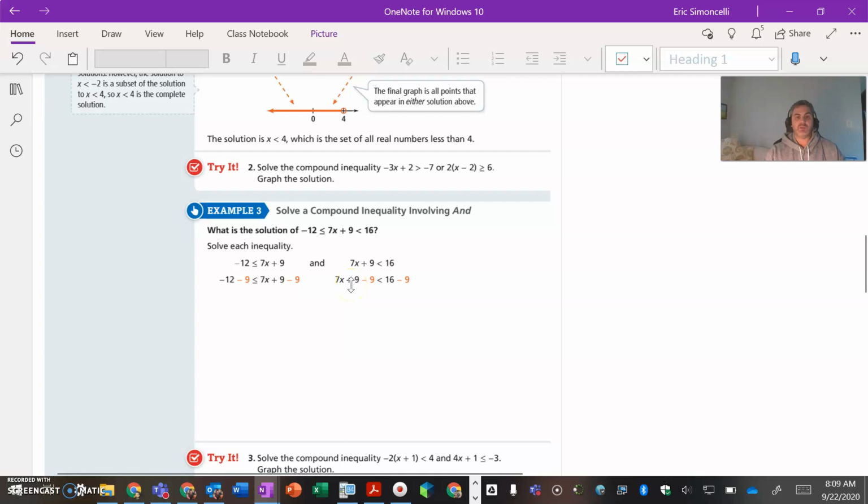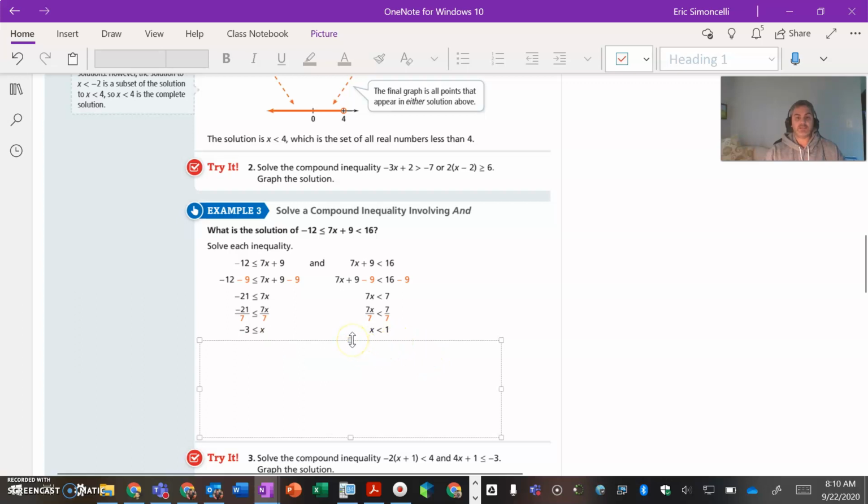Solve each one. So on this one you can of course subtract 9. Here you can do the same. You'll end up with -21 less than or equal to 7x here, 7x less than 7 there. Divide by 7 on both. You are not dividing by a negative, so you're not having to flip the inequality. Here -3 is less than or equal to x, and here x is less than 1.